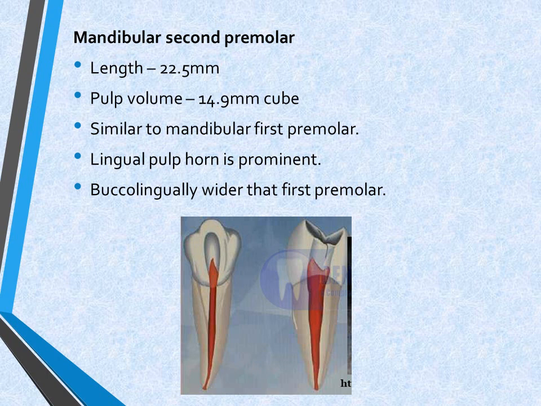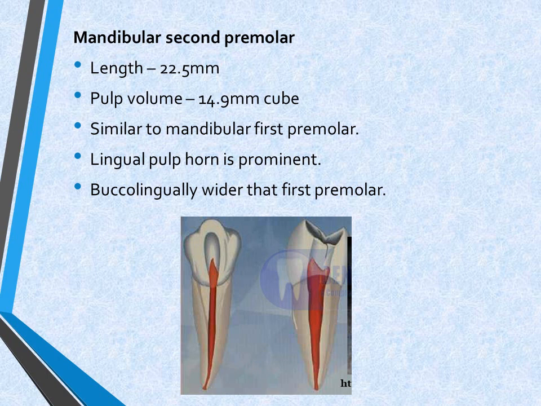The reason why this is being specified is that when you are doing your deroofing, you have to remove the corresponding pulp horns from these two teeth. So you should know where to expect more of the pulp horn. For the mandibular first premolar, your buccal pulp horn is more prominent, whereas for the mandibular second, the lingual pulp horn is more prominent.